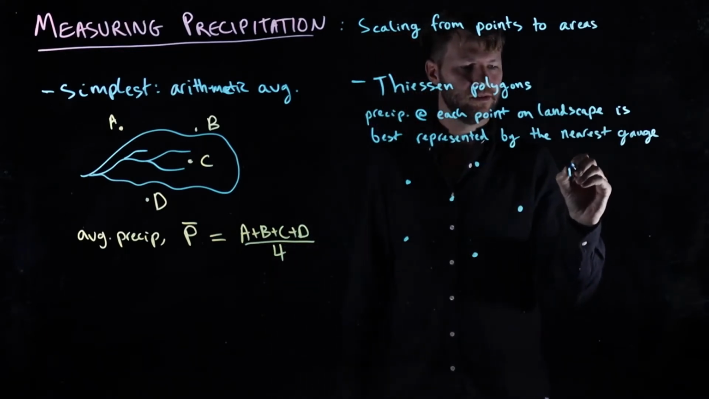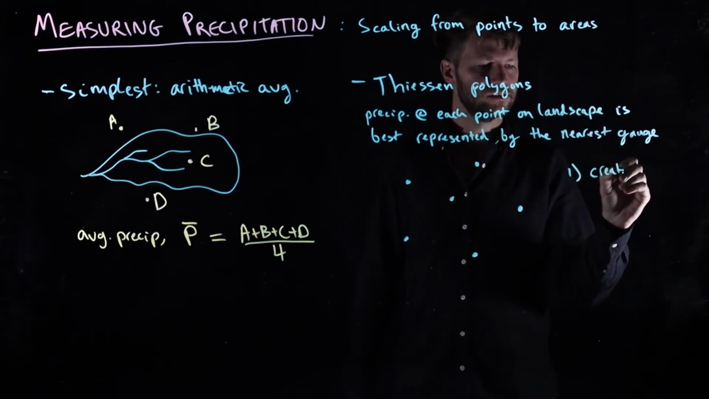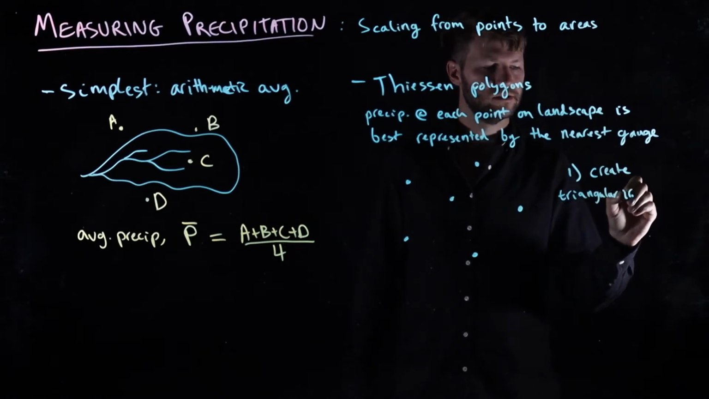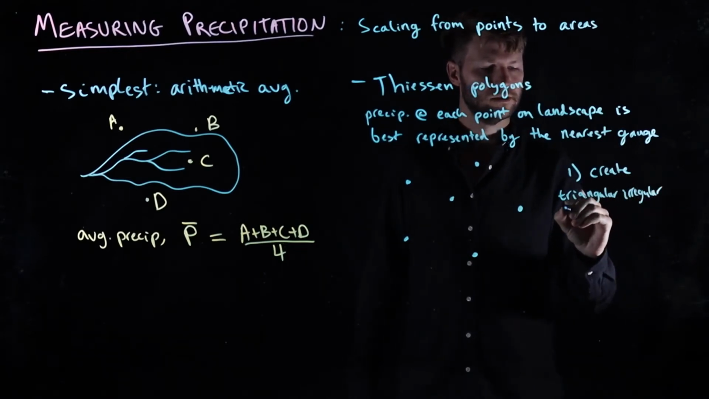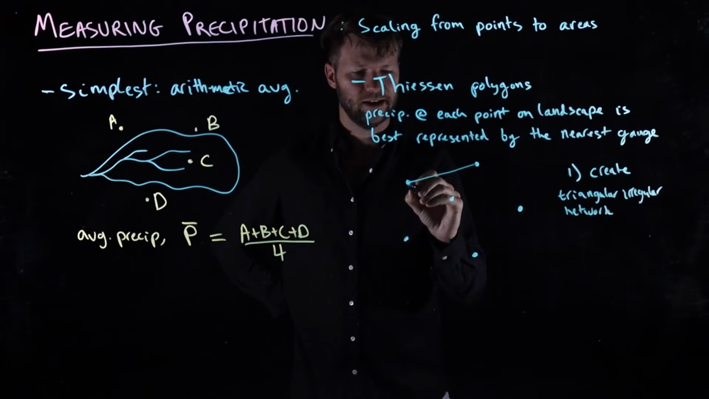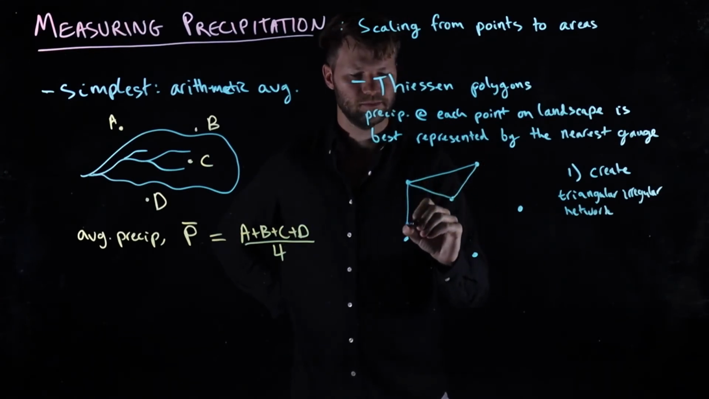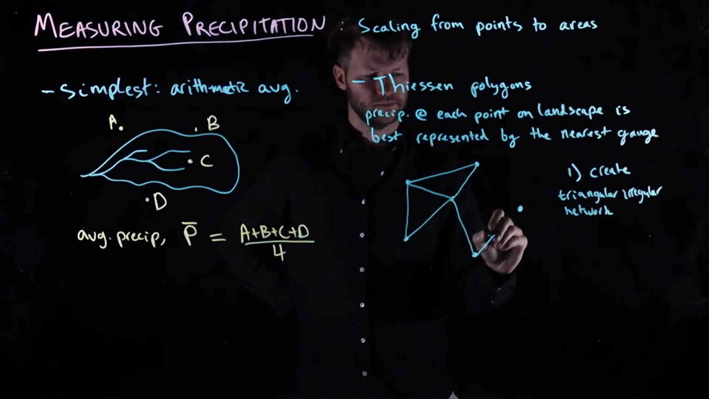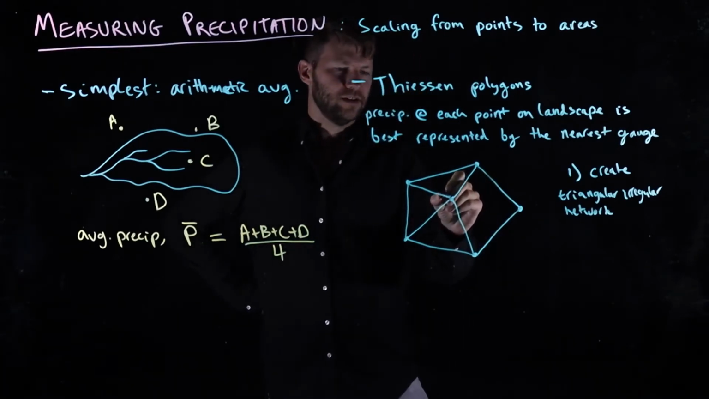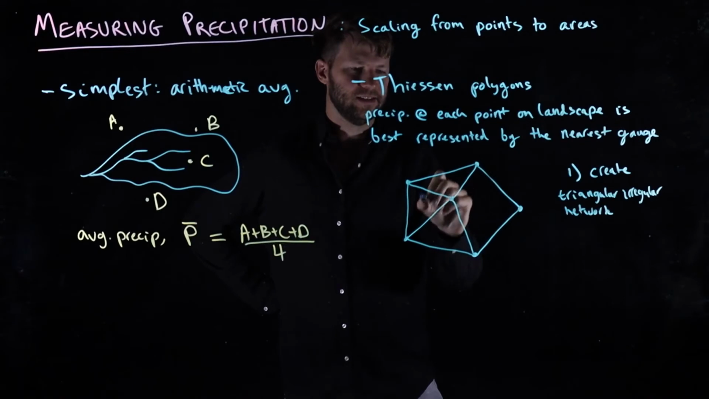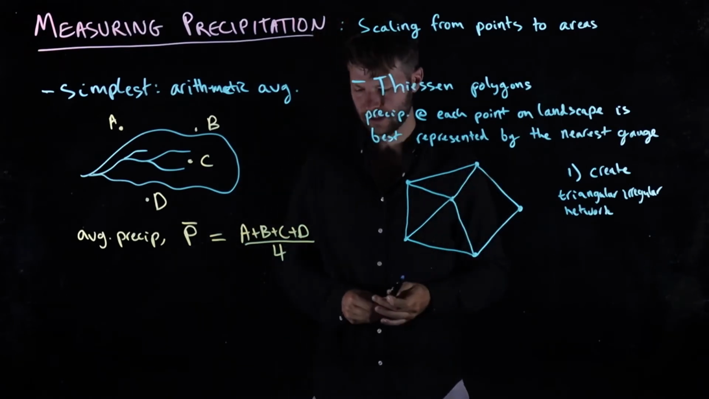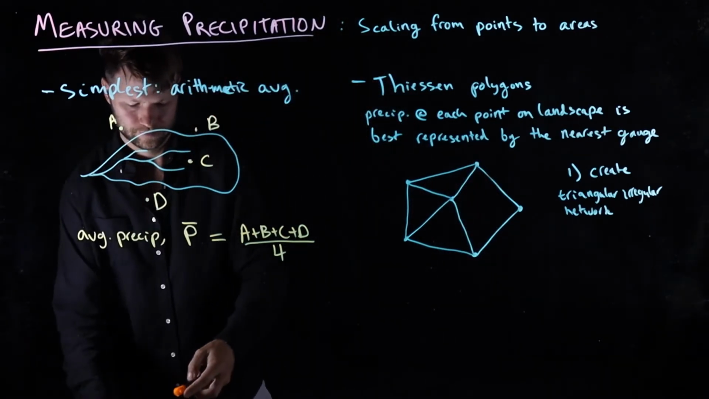So the first step is to create a system of triangles, and specifically create this thing known as a triangular irregular network between all of the points. And so you can imagine drawing straight lines between these points, where each point is a particular gauge. And the question is now, which area in this landscape is closest to this point, not one of these other points? And the way to do this is to then take step 2.